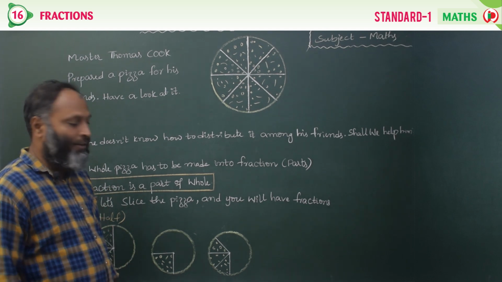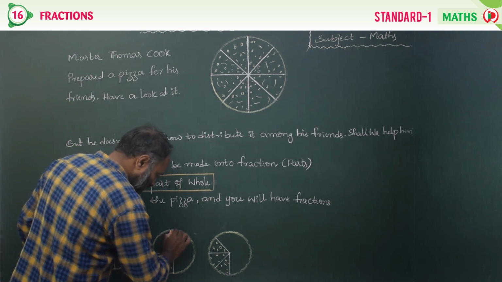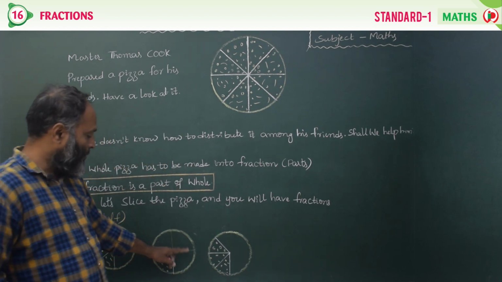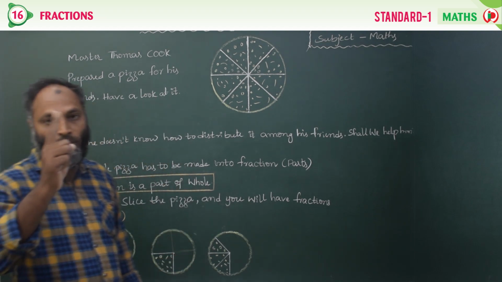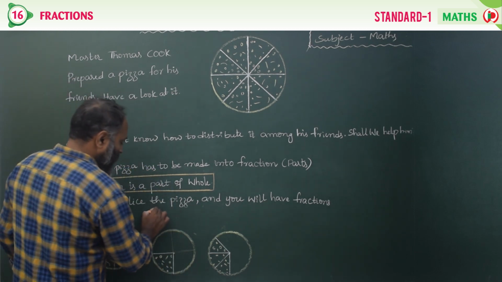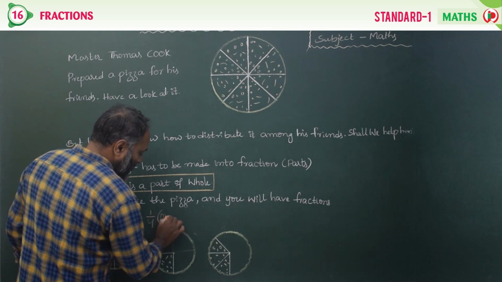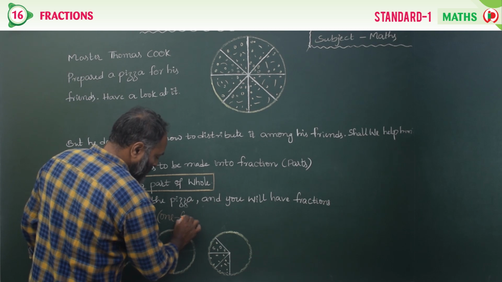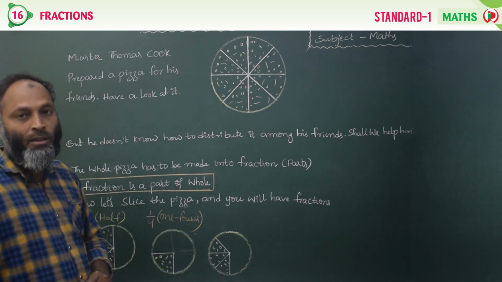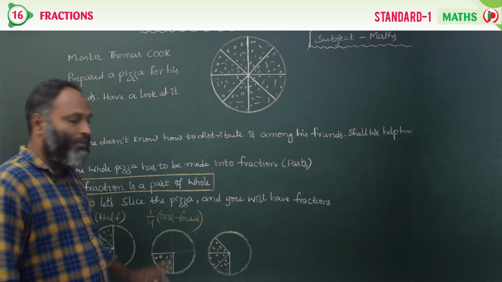Next, in the second fraction, if you draw like this, there are total 4 parts: 1, 2, 3, 4. In 4 parts, 1 part is selected. Then how to represent it? 1 by 4. So how to read 1/4? The total number of parts is 1, 2, 3, 4.